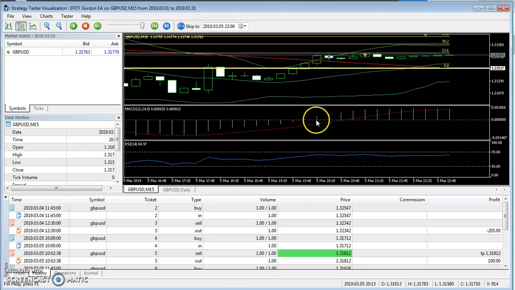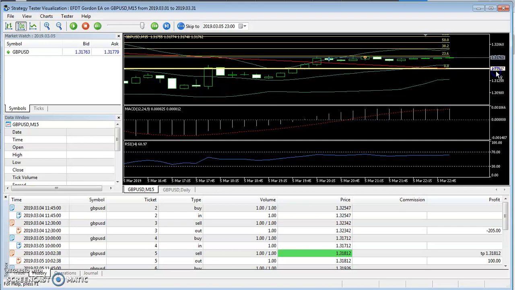And then we can see the MACD above the zero baseline, giving us a pretty good signal to also open a trade with the MACD. And we can see the RSI slowly increasing as well, approaching the 70 line, giving us a pretty neutral signal to go in. And we can see that a trade is opened as soon as we examine all these conditions.